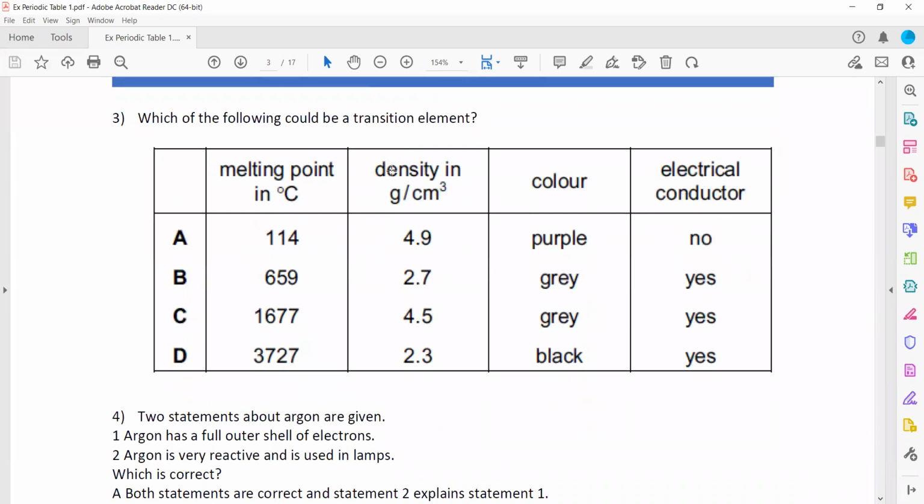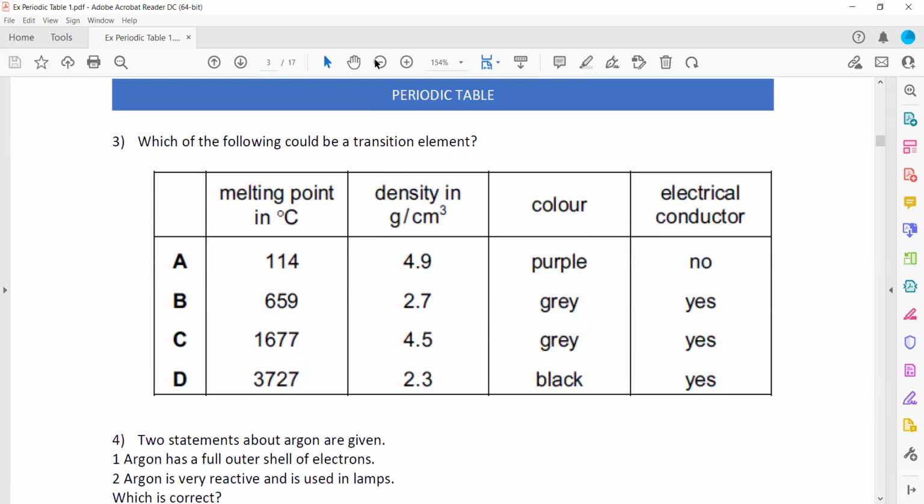Then which of the following could be a transition element? What are the characteristics of a transition element? Number 1, they should have a high melting point. They should have high density. They should be colored, or their compounds are colored, and they have electrical conductivity. Yes, they should conduct electricity.